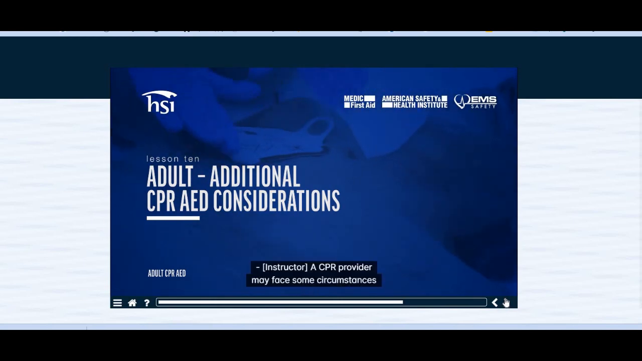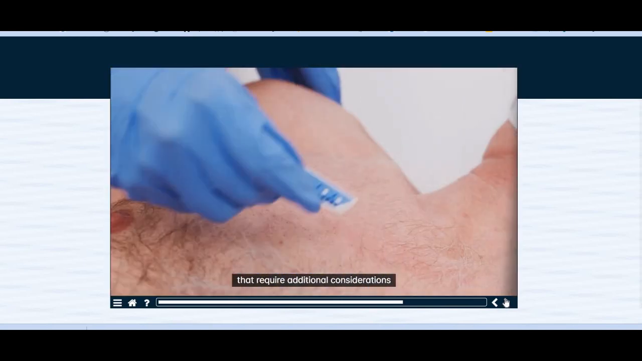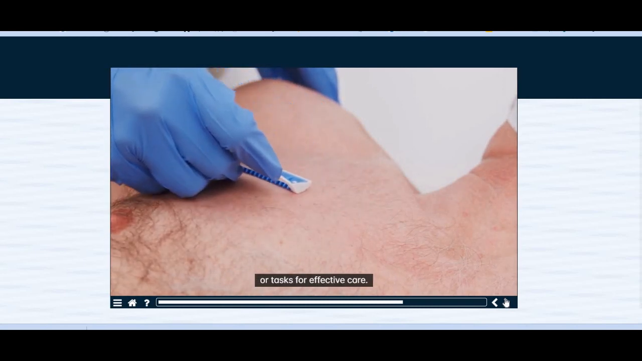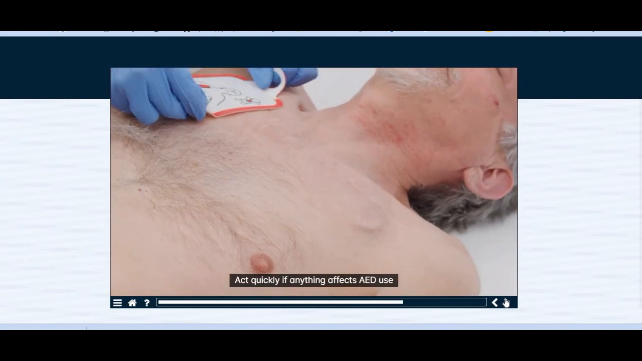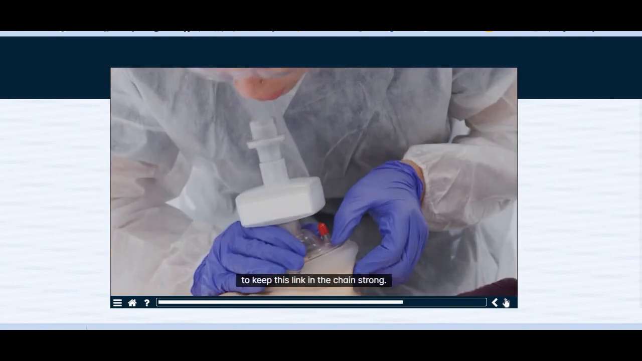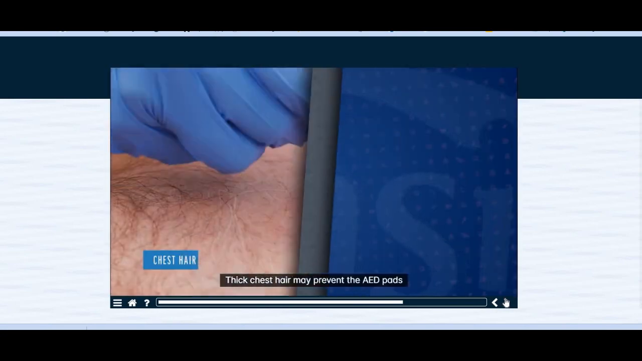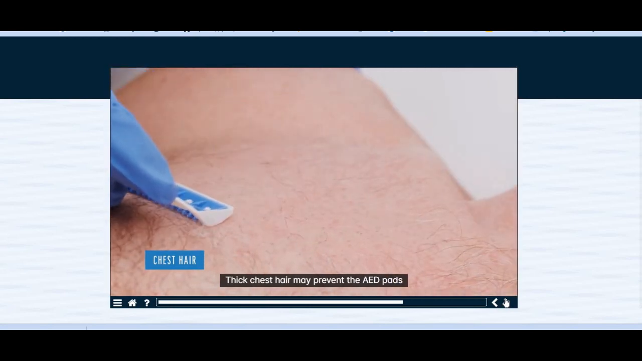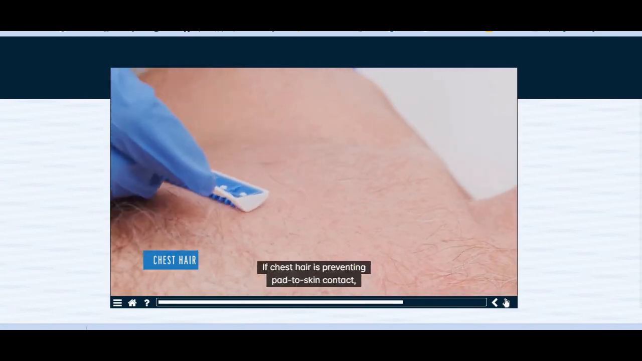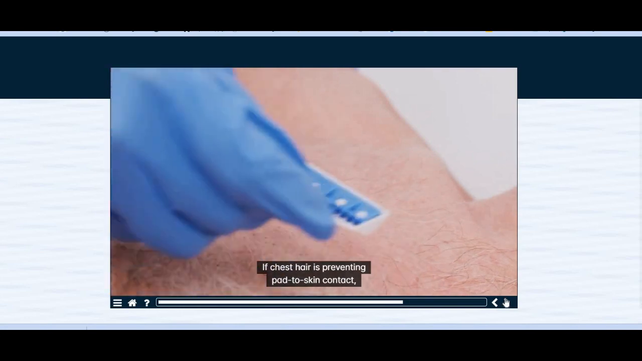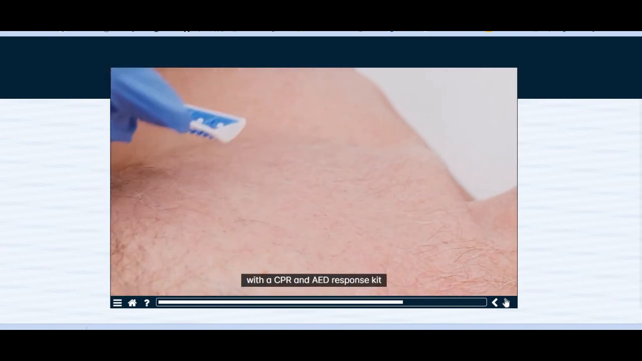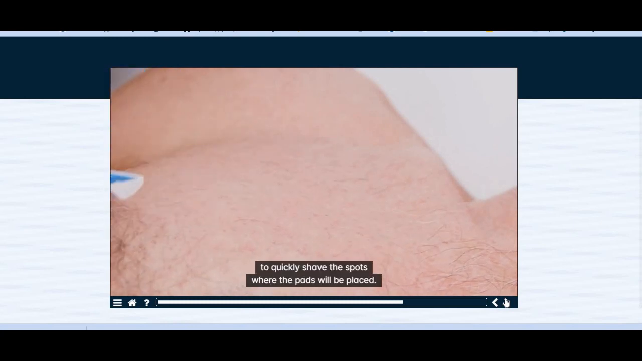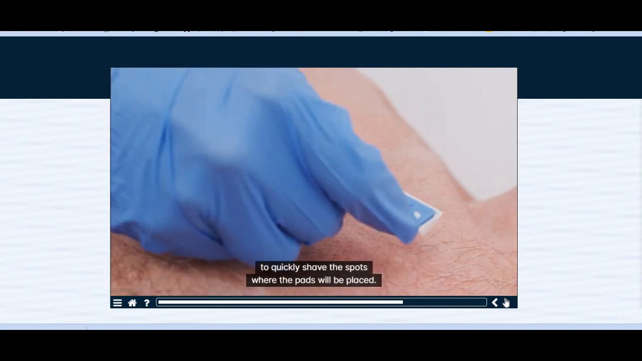A CPR provider may face some circumstances that require additional considerations or tasks for effective care. Act quickly if anything affects AED use to keep this link in the chain strong. Thick chest hair may prevent the AED pads from adhering to the skin. If chest hair is preventing pad-to-skin contact, use the razor that is typically included with the CPR and AED response kit to quickly shave the spots where the pads will be placed.